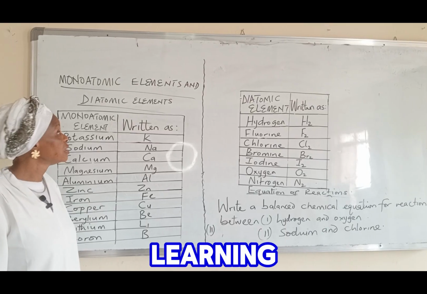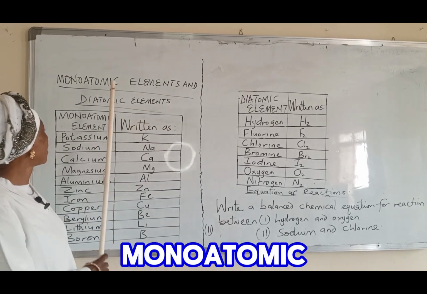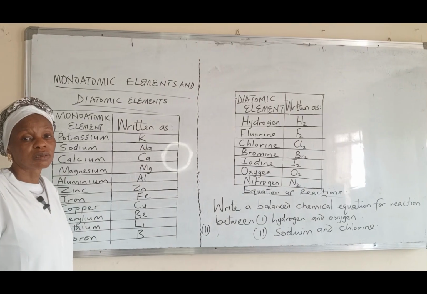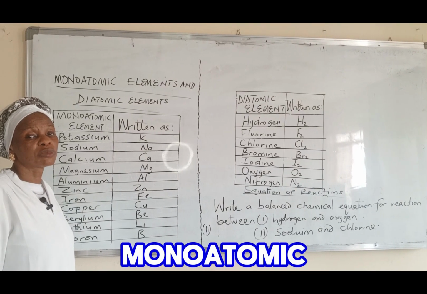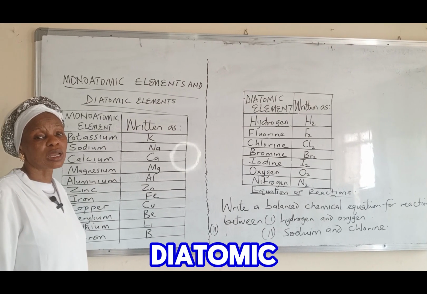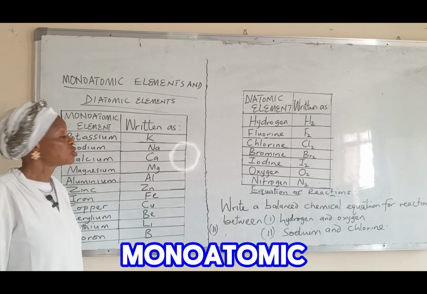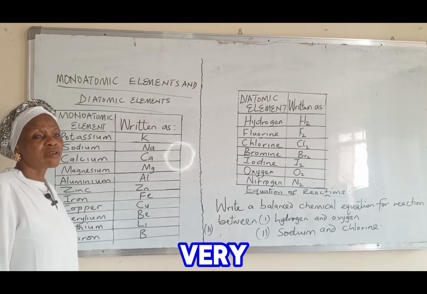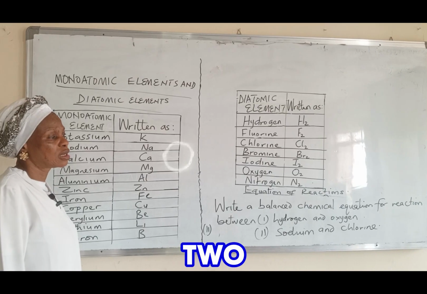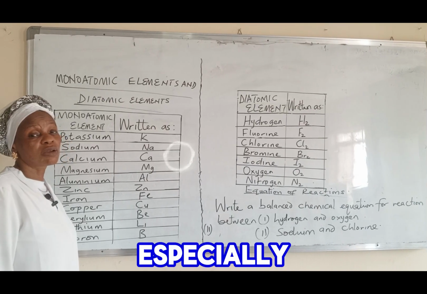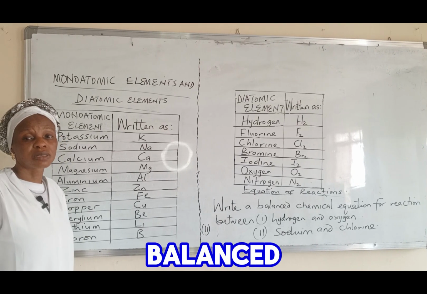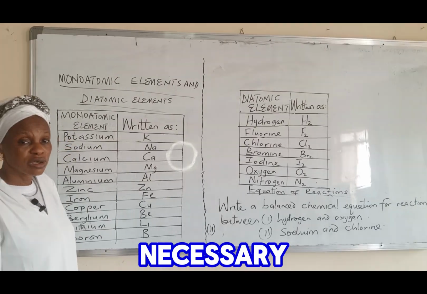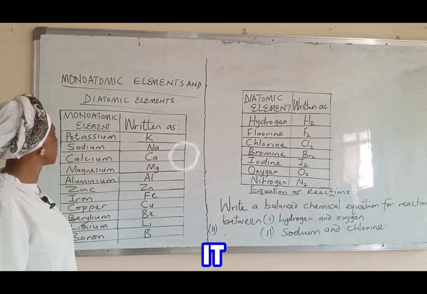Today, we shall be learning monoatomic elements and diatomic elements. Why are we learning monoatomic elements and diatomic elements? It's very important to know those two types of elements, especially when you want to write balanced chemical equations. And that is why it's very necessary you learn it.